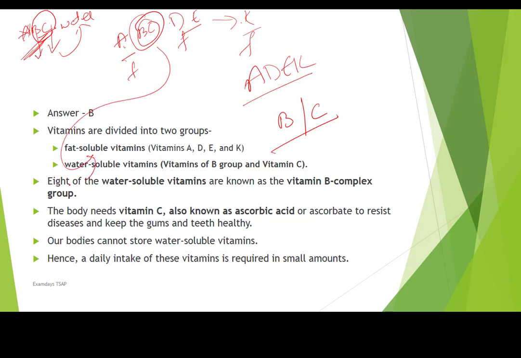The eight water soluble vitamins are known as the B complex group. The body needs vitamin C, also known as ascorbic acid or ascorbate, to resist disease and keep the gums and teeth healthy. Of course, vitamin C helps keep the teeth healthy.